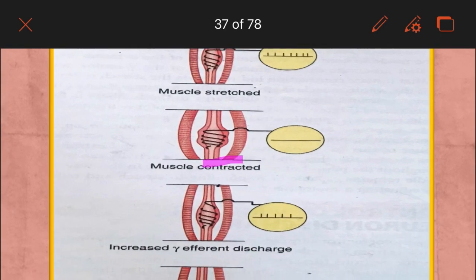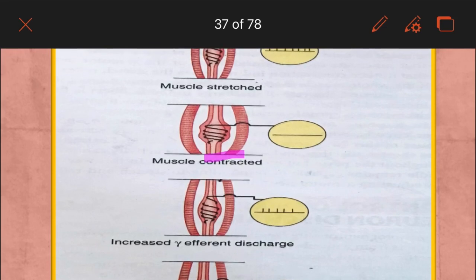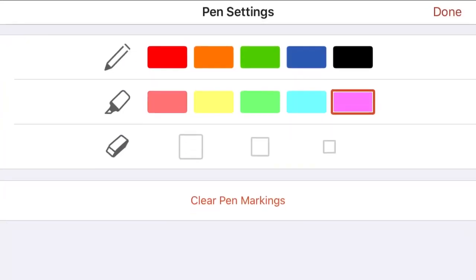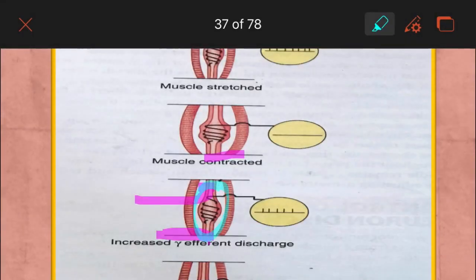Now, the next one is, if we increase the gamma efferent discharge, now gamma efferent means it will come to the end over here as well as this end of the intrafusal fiber. So, what will happen to this intrafusal fiber? This part is moving upward, this part is moving downward. So, the middle belly is stretched out in opposite directions.